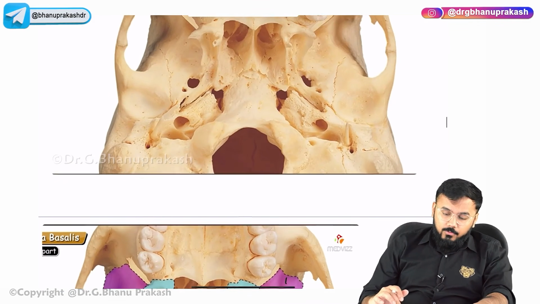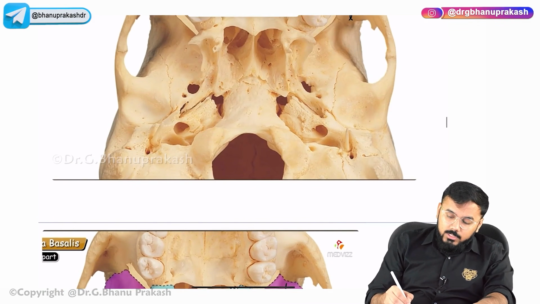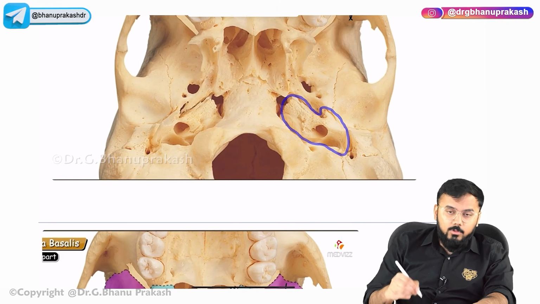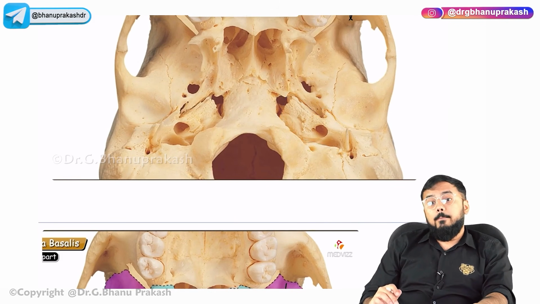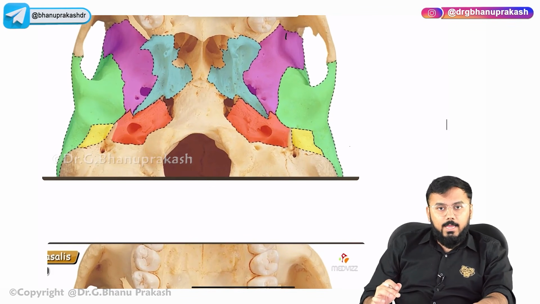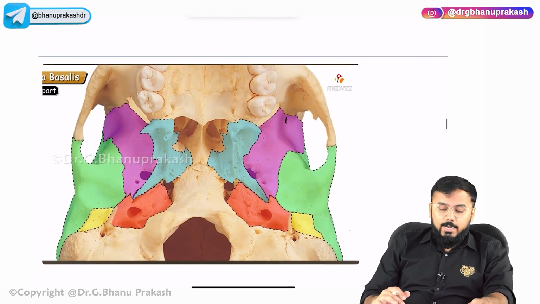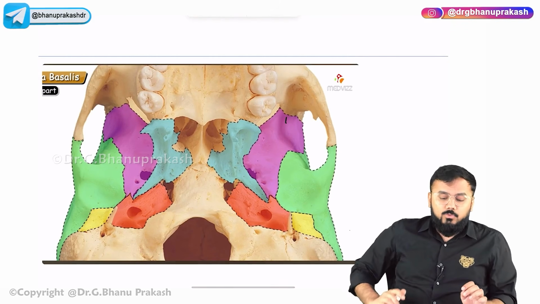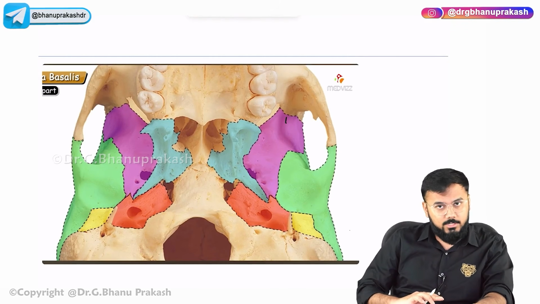So let me first of all write down all this. And by the way, you see this particular bone, see here, this one. Do you know what this is? This is called the petrous part. It is already highlighted. So let us write down all these structures over here.